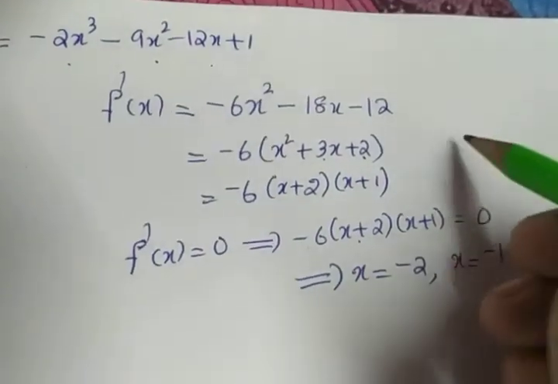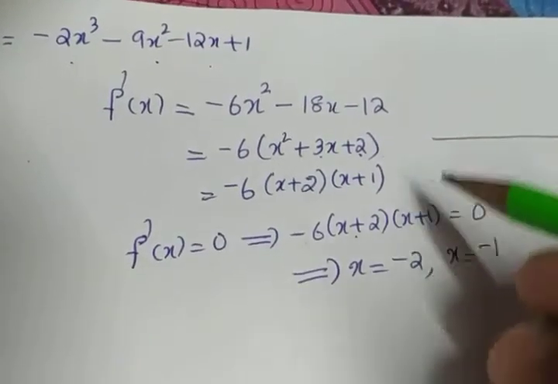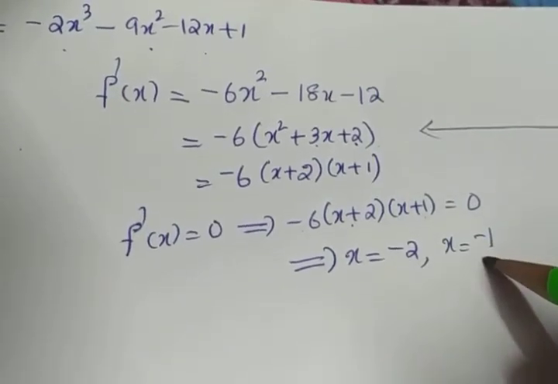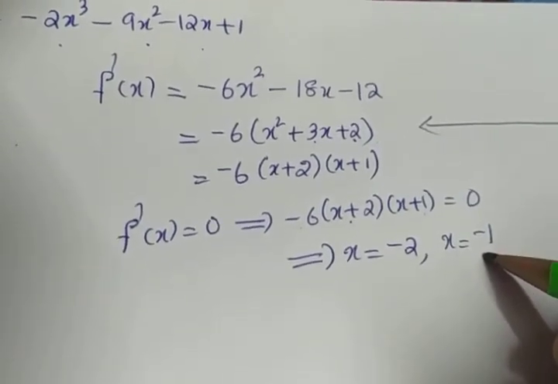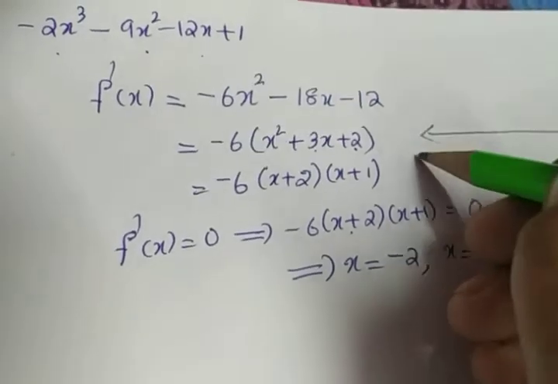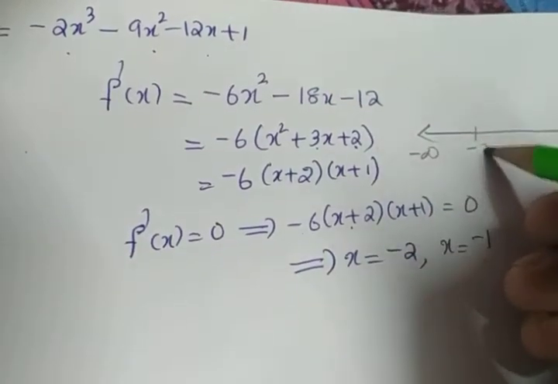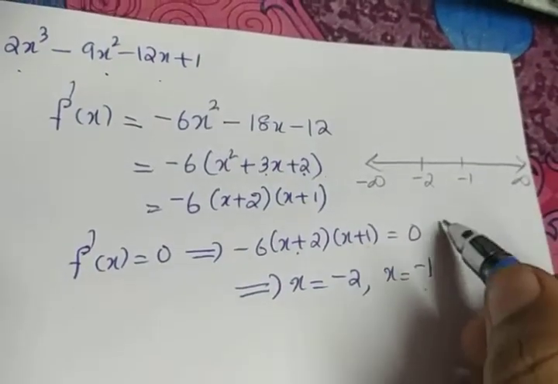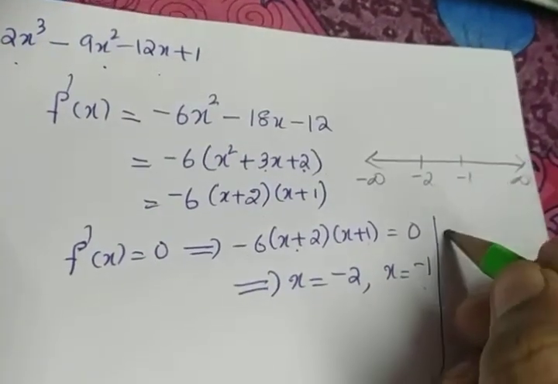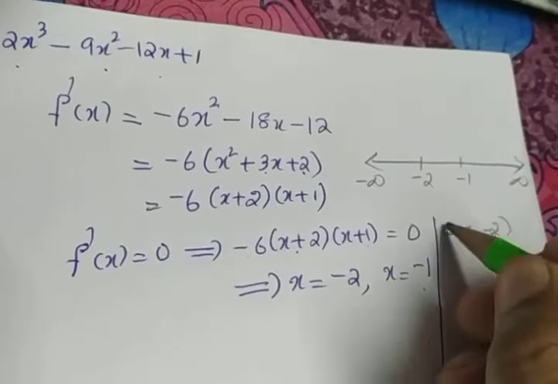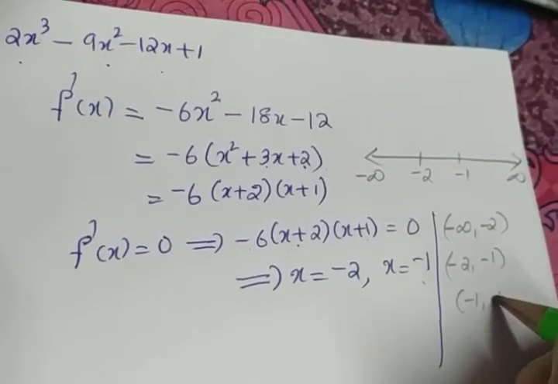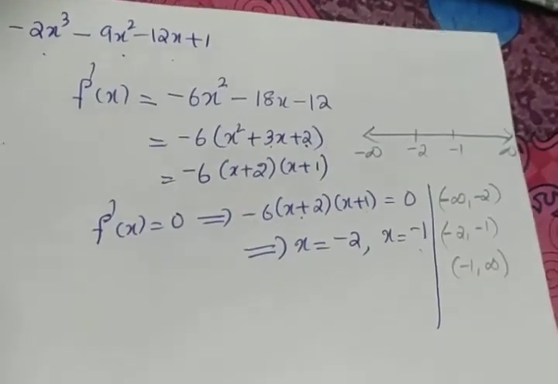So when arranged in ascending order, the least value is minus infinity, then -2, then -1, and then infinity. So which are the intervals? One interval is minus infinity to -2. The next one is -2 to -1, and the third one is -1 to infinity. So we have to check in all these intervals.